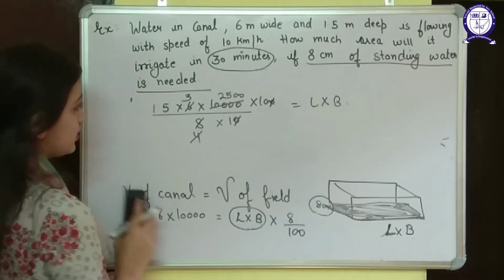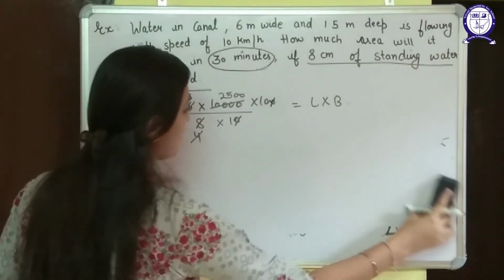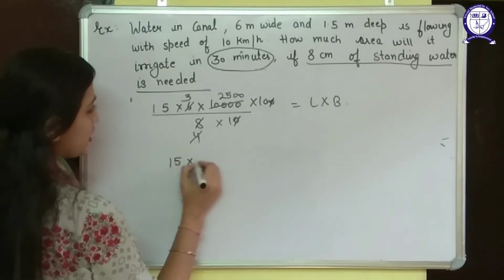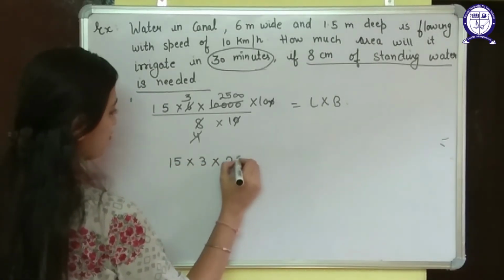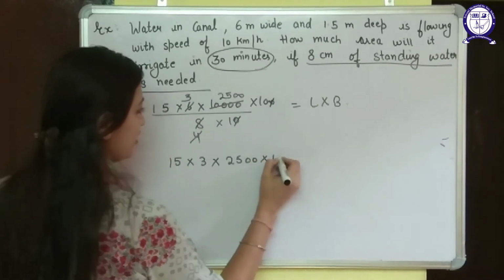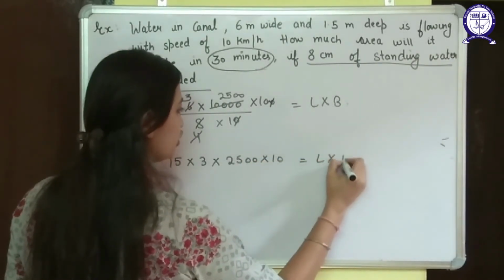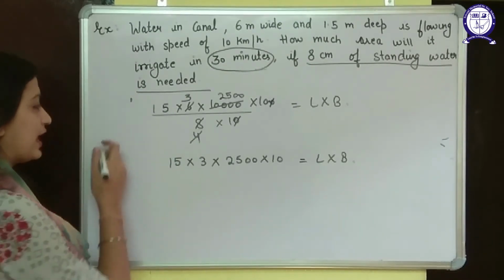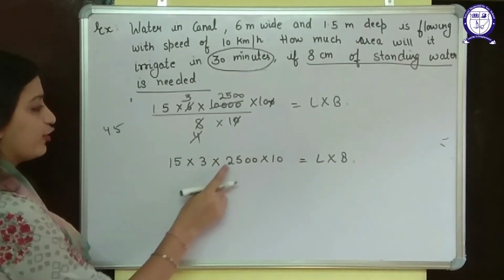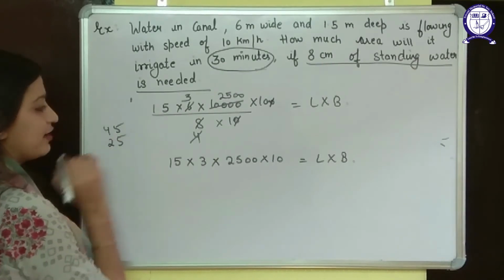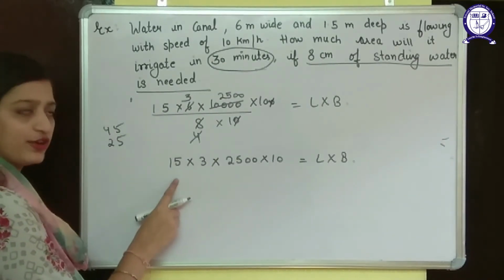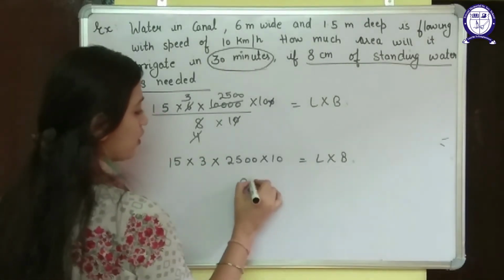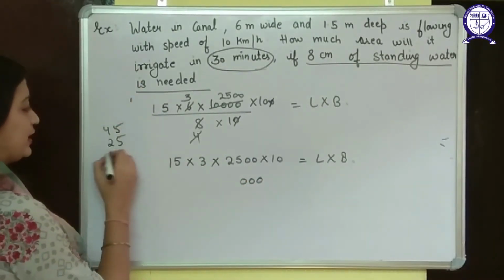Okay, so this is my L into B. 15 into 3 into 25, 100 into 10 equals L into B. Okay, now let's solve it. This is my 3 into 15, that is 45, and 45 into 25. Okay, 3 into 15, 45 and 25, and these 3 zeros I will put later. Okay, this is 0, 0, 0 and we will multiply.